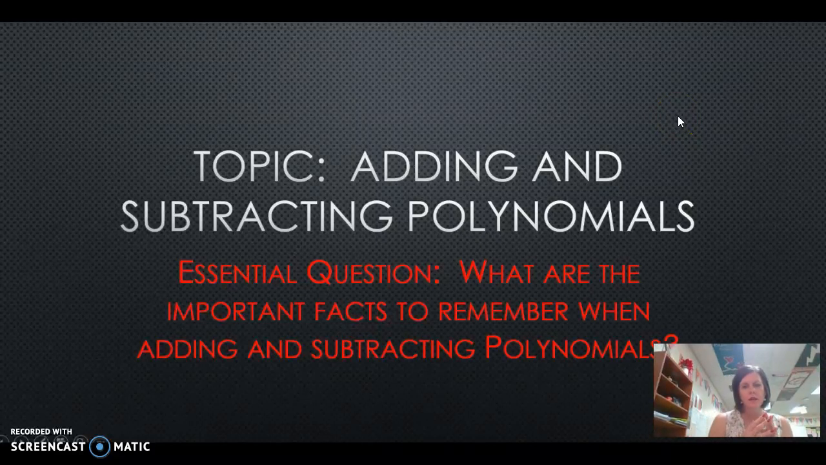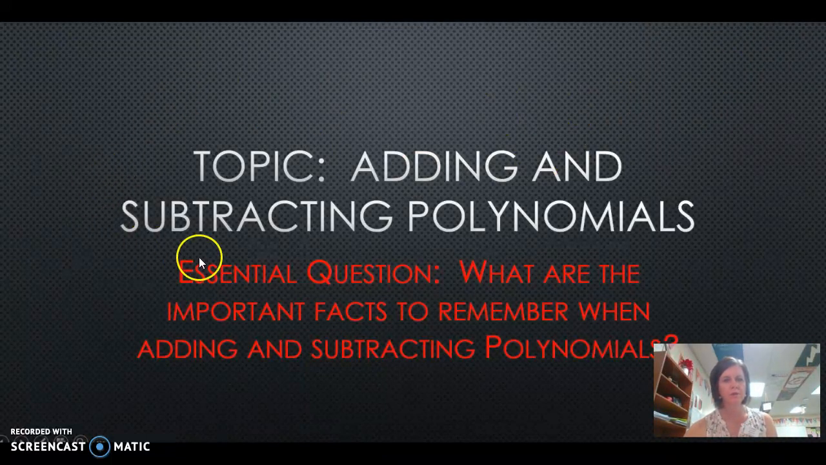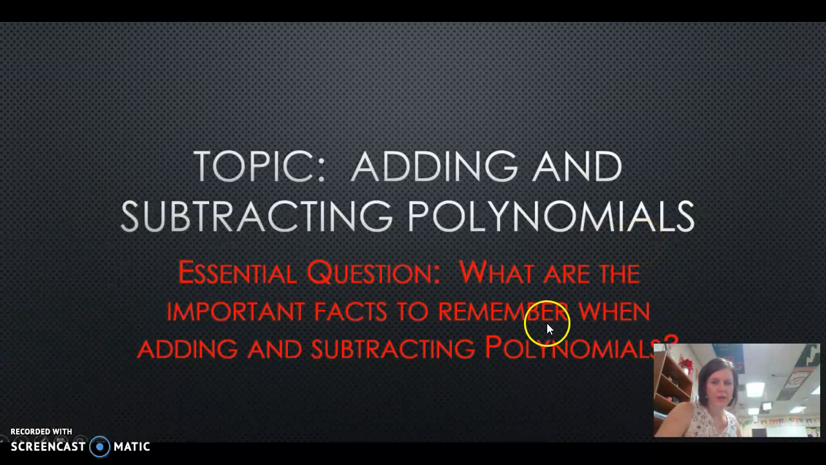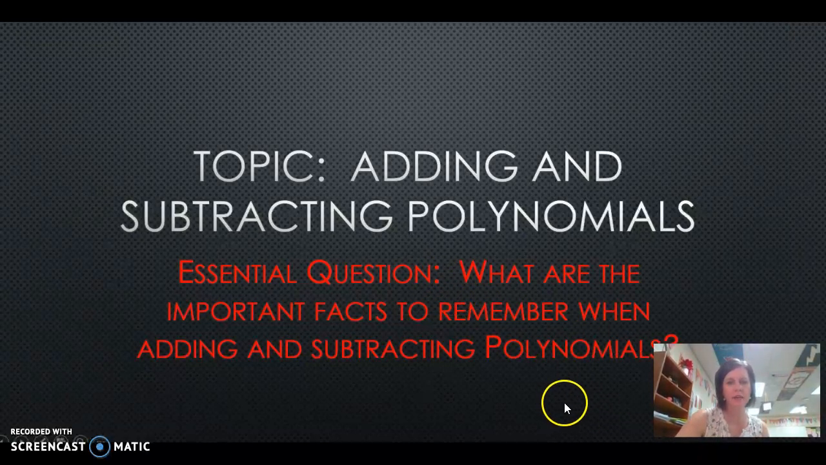Okay, in this lesson, we're going to actually be looking at a lot of vocabulary. Our topic that should go in your upper left-hand corner of your notebook is adding and subtracting polynomials. And your essential question is, what are the important facts to remember when adding and subtracting polynomials?